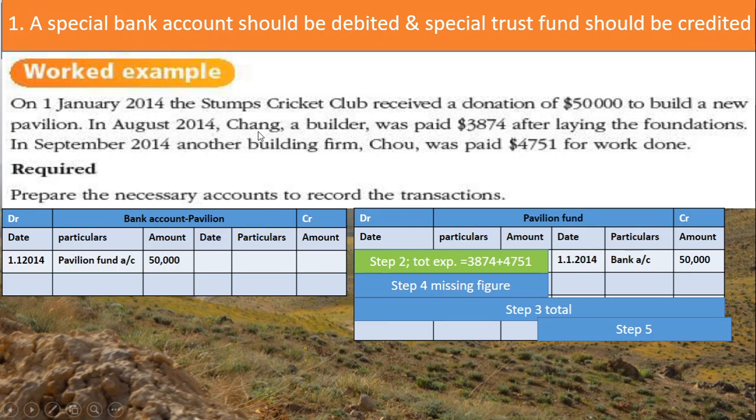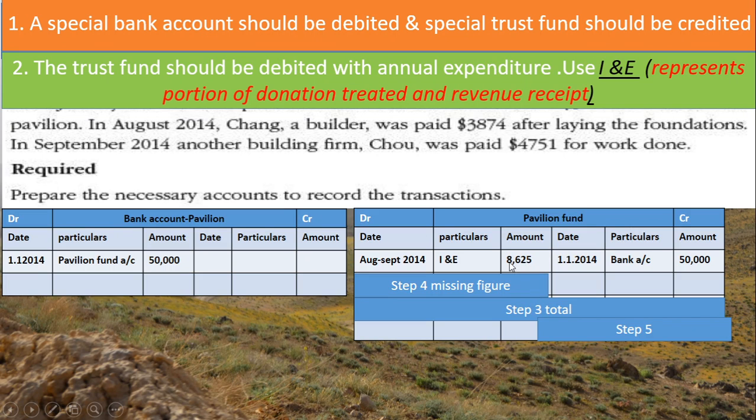In August 2014, Chang, a builder, was paid $3,874 after laying the foundations. In September 2014, another building firm, Chow, was paid $4,751 for work done. So during the year, two firms have done the building work. They have built the pavilion. One has built 3,874 worth and the other has built 4,751 worth of pavilion. So we add up the total expenditures and then debit to the pavilion fund. So in step 2, you add these two. When you add these two, you get an amount of 8625.